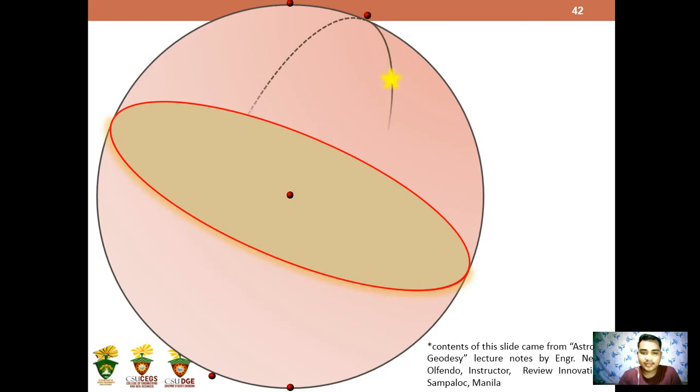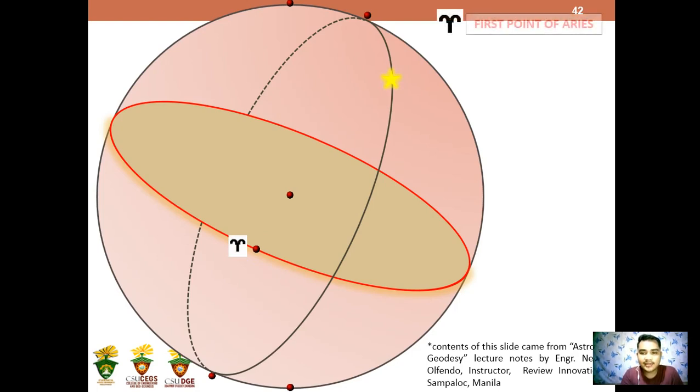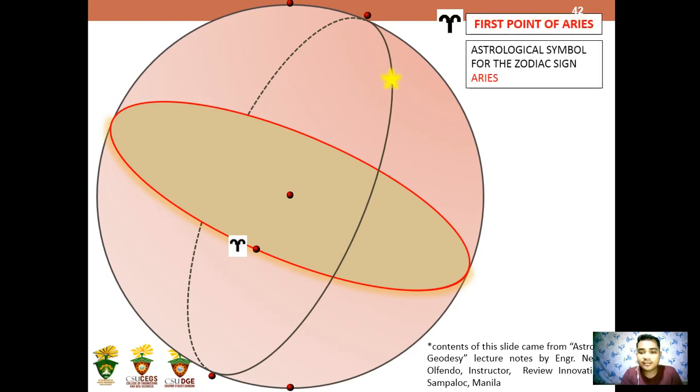So we have here the star, the hour circle, and the fixed point on the celestial equator. So what is this fixed point? That is what we call this symbol, which is defined as the first point of Aries. What is the first point of Aries, sir? This is the astrological symbol for the zodiac sign Aries, or what we call an astronomical phenomenon. So at this point, the first point of Aries, the vernal equinox happens.